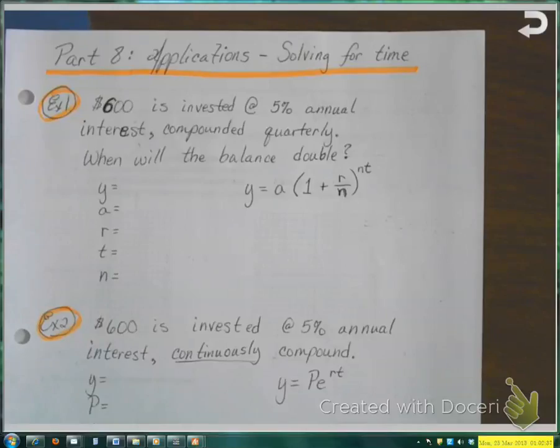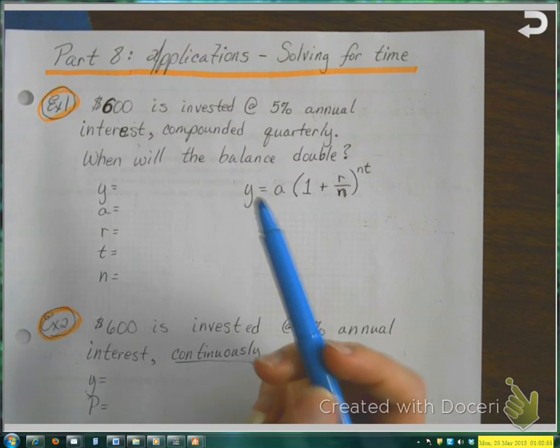All right, this is Part 8, Applications. In this case, we're solving for time. So previously we had all of the information, and we were solving for an amount. Now we're actually looking for time. Same type of thing. We need to go through and identify what each component is.